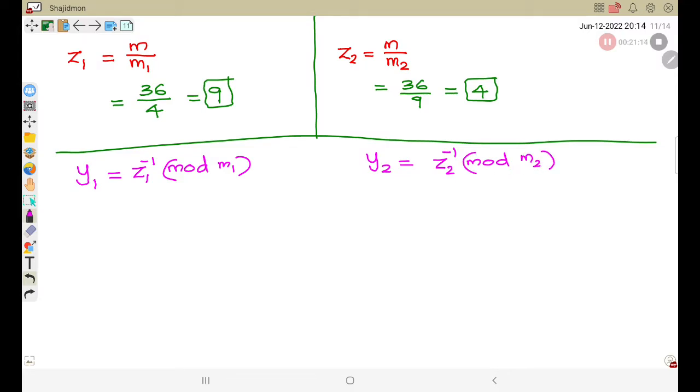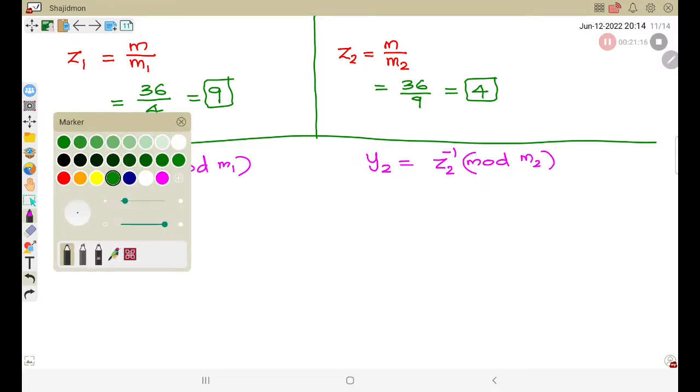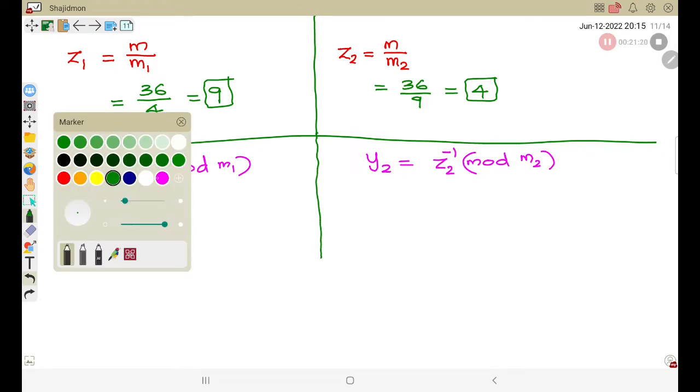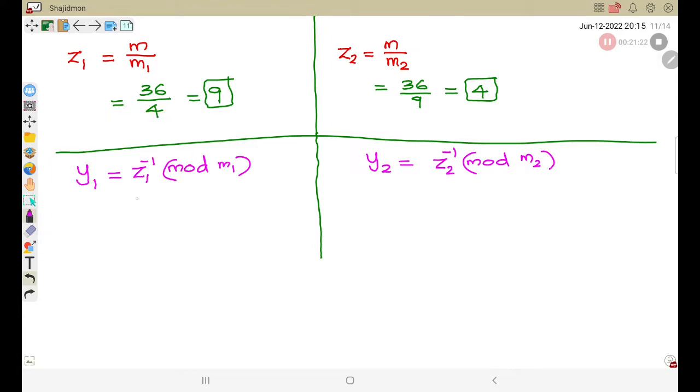Okay, little steps are there, but the question is easy. We need to calculate these two numbers, Y1 and Y2. So Z1 inverse. What is Z1 actually? Z1 is 9, just before we got 9 inverse mod M1. What is M1? M1 is 4, correct?